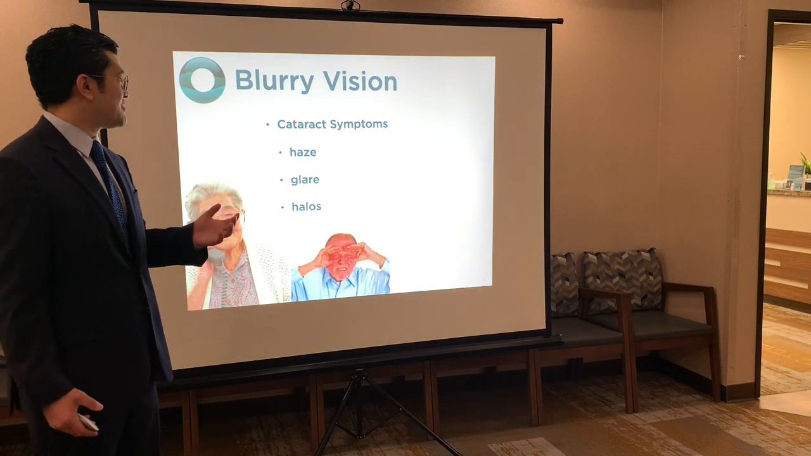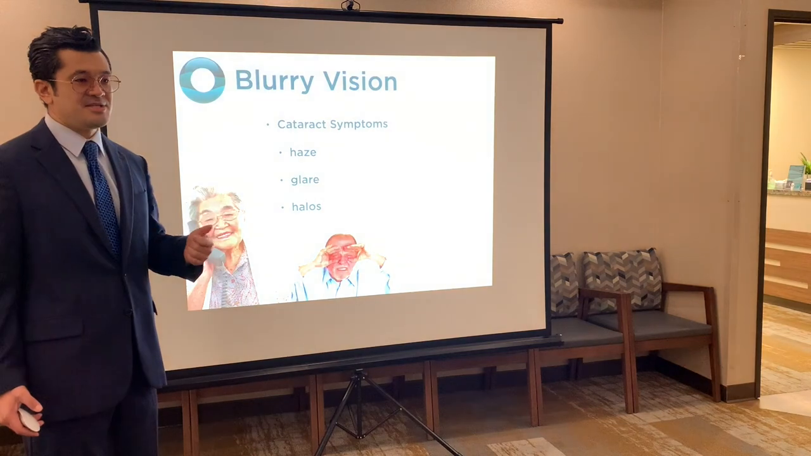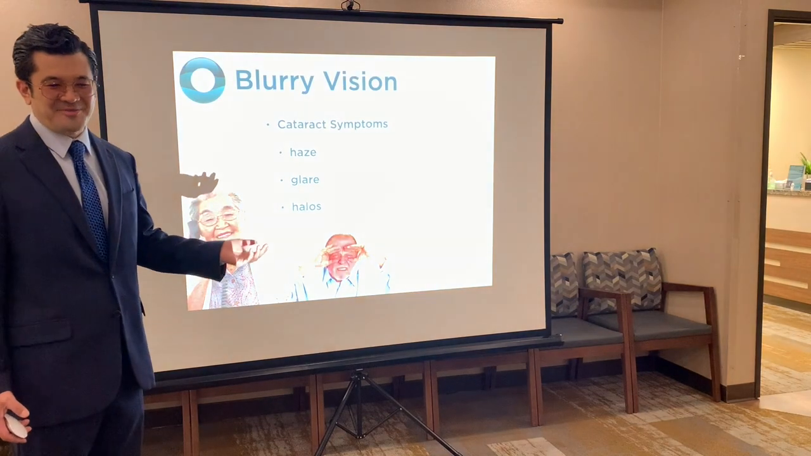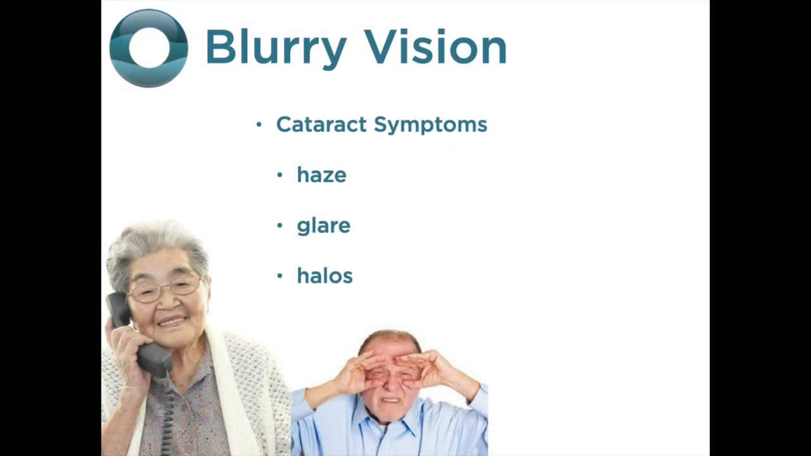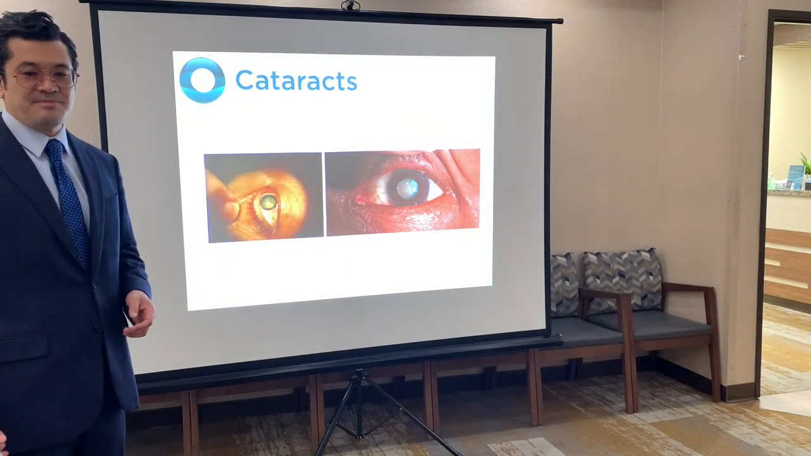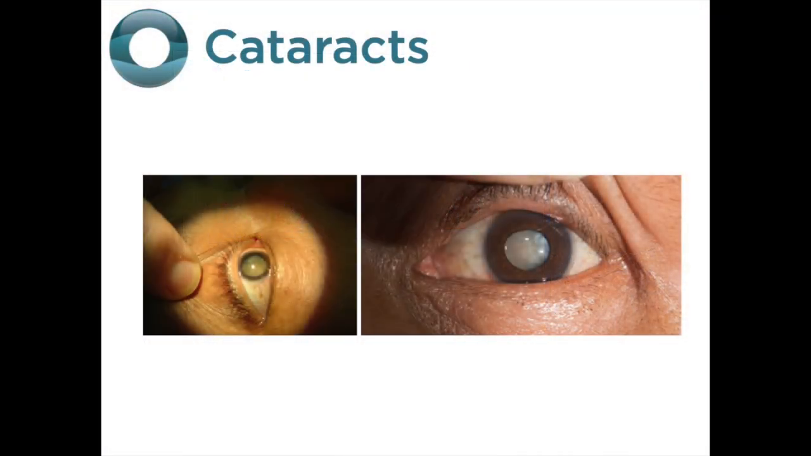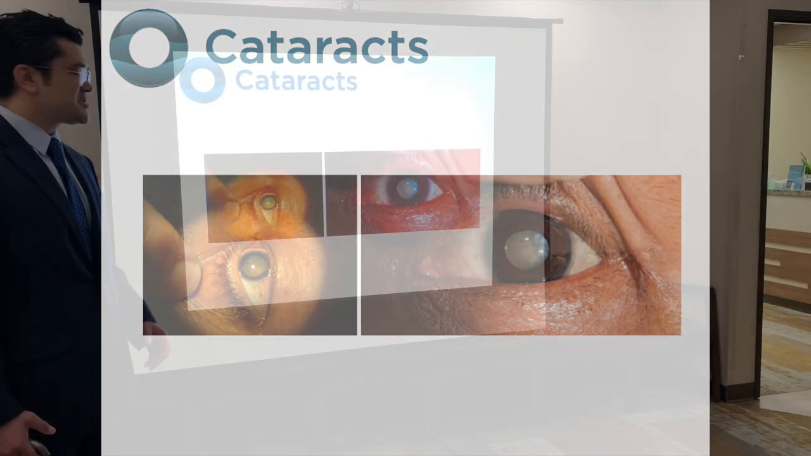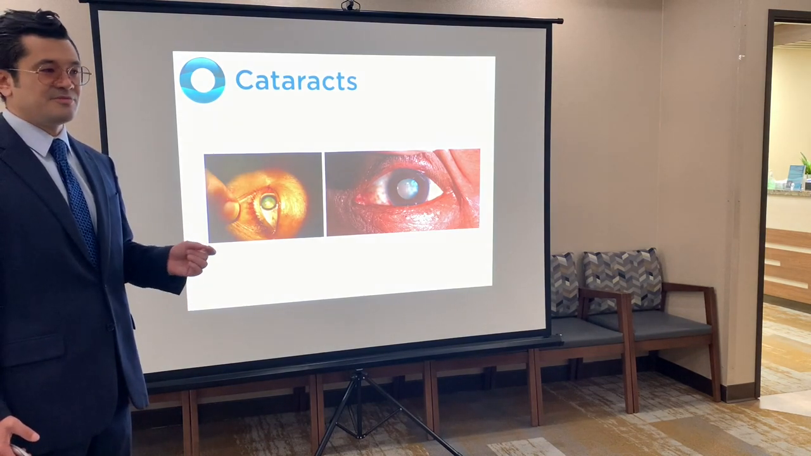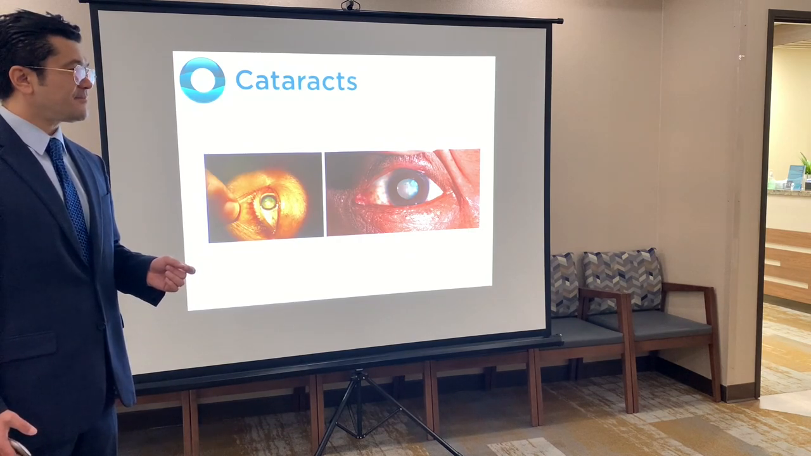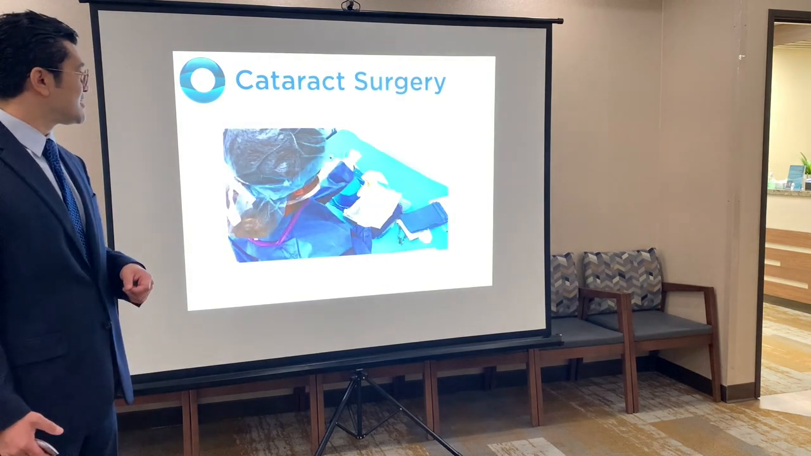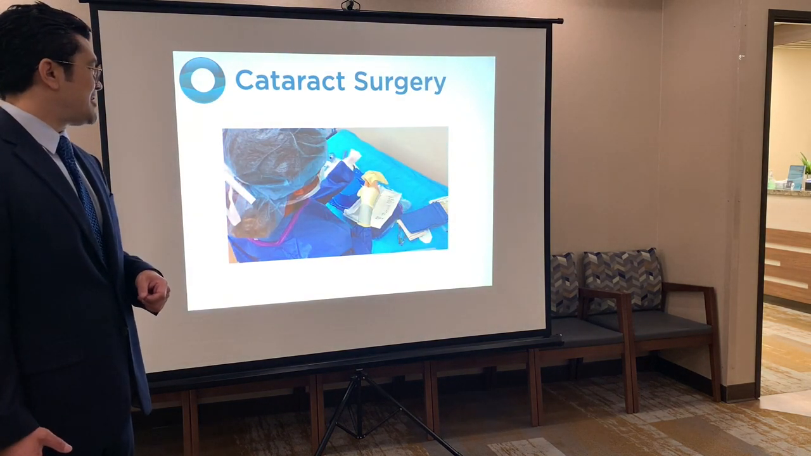And just as a summary, remember blurry vision: you're going to have hazy, blurry vision, glare, halos, and this is our cataract patient. Here are some examples. It's not always this dense. I mean, these are some pretty big mature cataracts, but regardless of the size or the type of cataract, we can always do the surgery to remove it. The staging and the types of cataract were covered in the last lecture. So today we're talking more about the actual surgery.